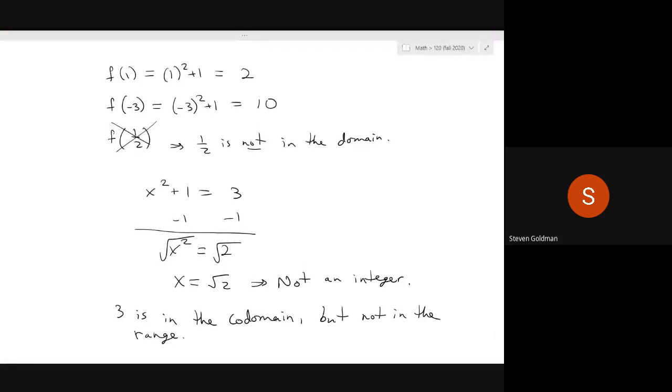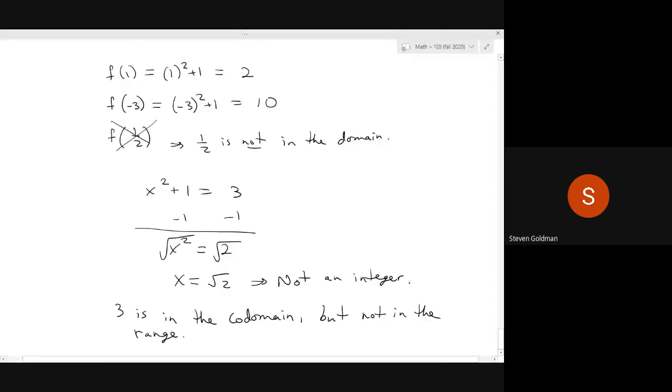That could change if I change my domain and my codomain. For example, if I change the domain and codomain to the set of real numbers, then that would change. Then 3 would be in the range and in the codomain, because the square root of 2 would be in the domain, right? The square root of 2 is a real number. Any questions on that?